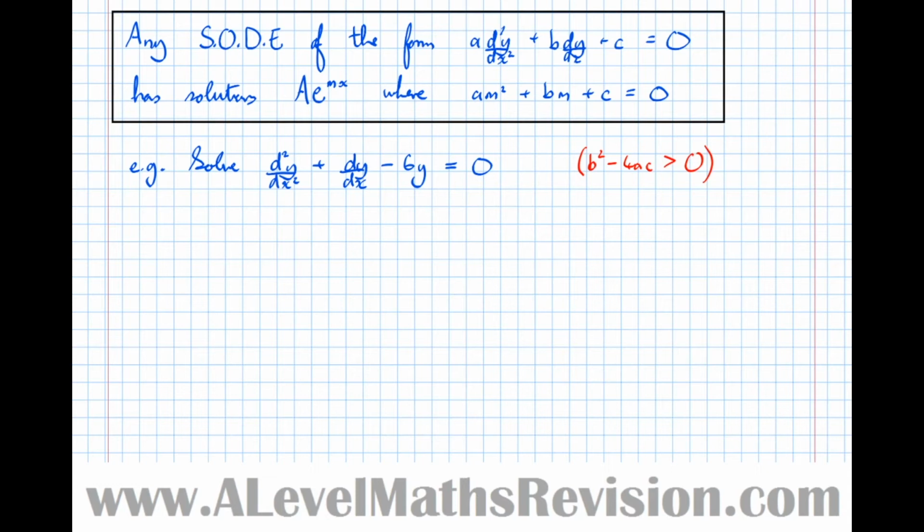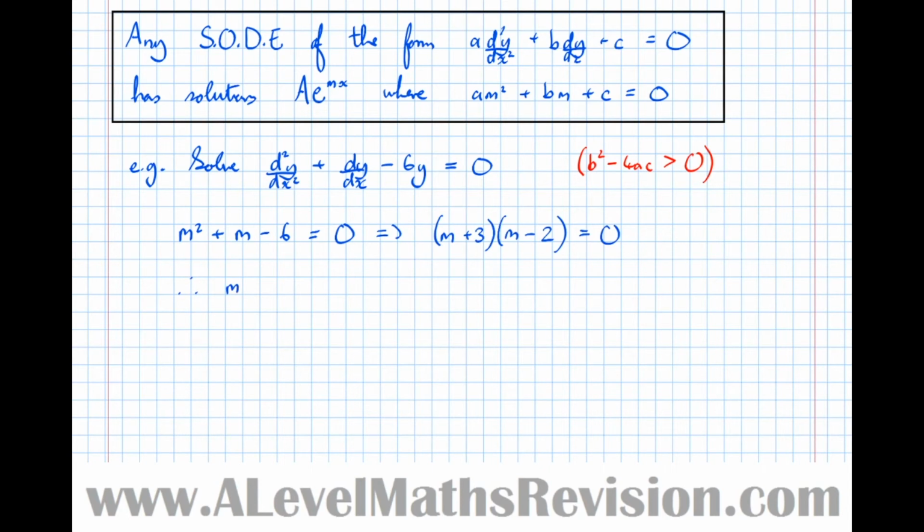So remember, we just discovered before, any second order differential equation of that form has solutions A e to the mx, where am squared plus bm plus c equals 0. So let's solve the auxiliary equation. So we've got the coefficient a is 1, the coefficient b is 1, and the coefficient c is minus 6. So we've got m squared plus 1m take 6 equals 0. So solving that, m plus 3, m minus 2 equals 0.